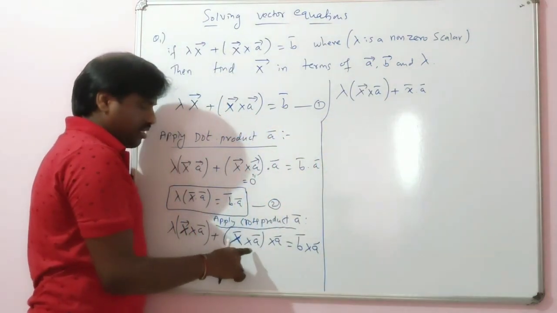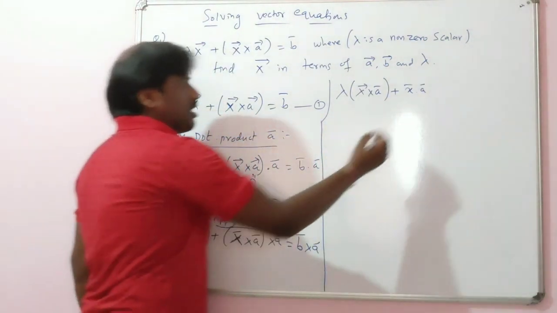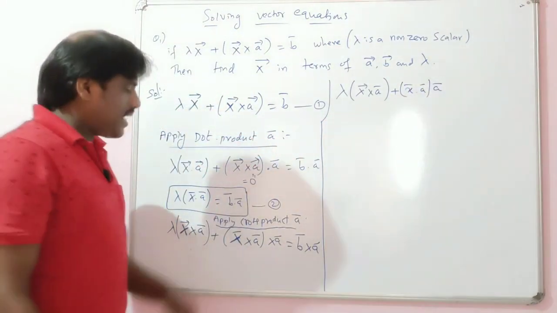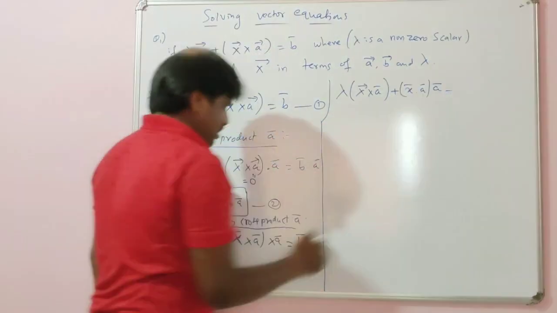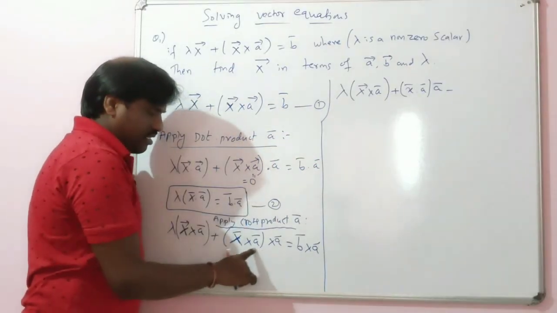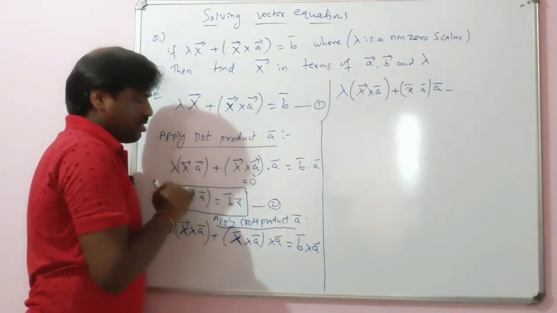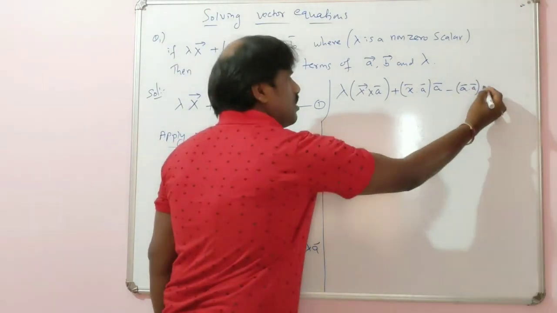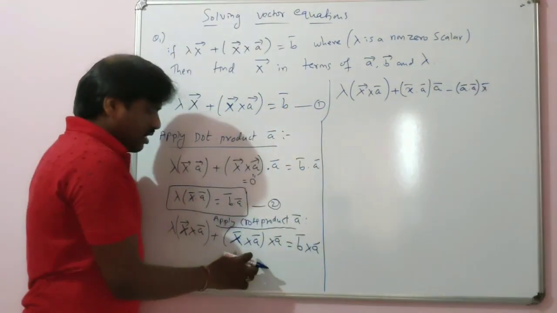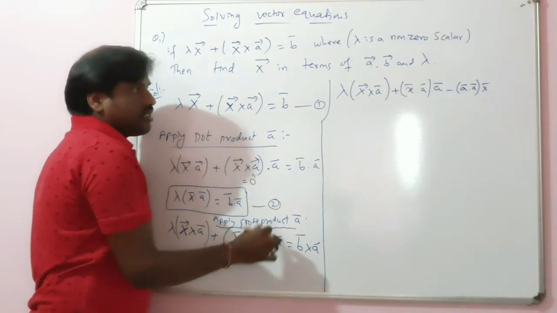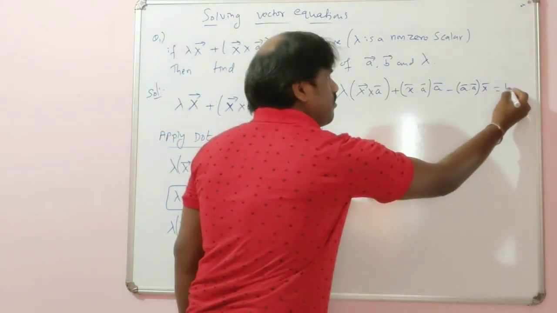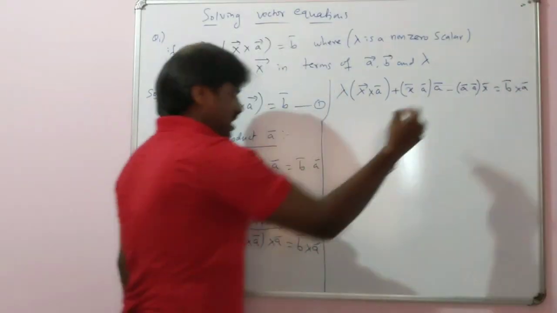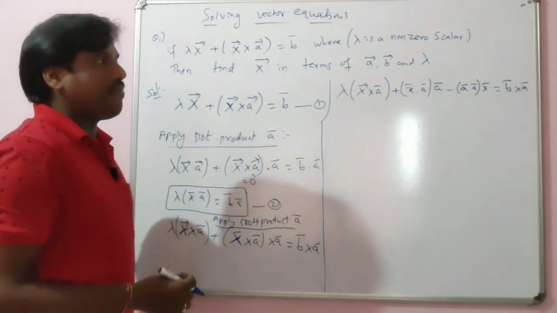You have to call the x vector dot A vector and into A vector, okay, that I am going to get minus, and the nearest one, A vector dot A vector into x vector. So A vector dot A vector into x vector. This is what the vector triple product is equal to what I have, B vector cross A vector. That's what I applied.